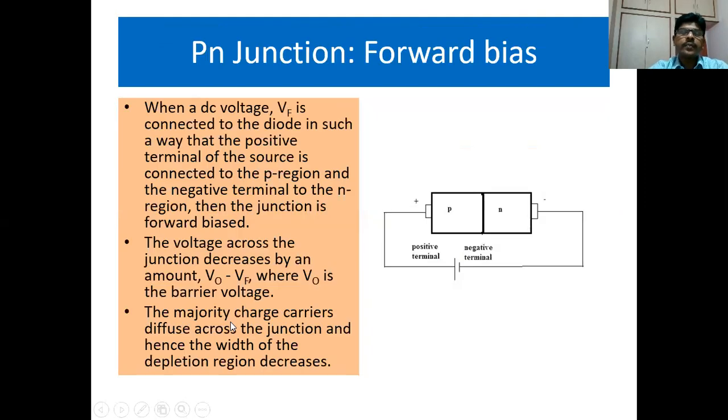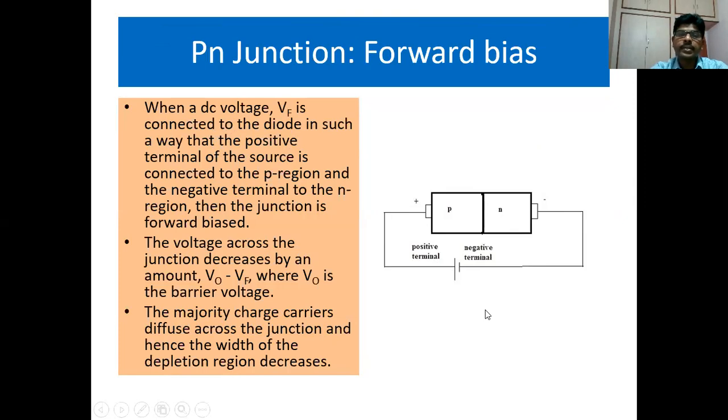Now, next we shall see what is forward bias and what is reverse bias. In this picture you can see we have a battery and how it is connected to the P region and the N region. Now, when a DC voltage VF is connected to the diode in such a way that the positive terminal of the source is connected to the P region and the negative terminal to the N region, then the junction is forward biased.